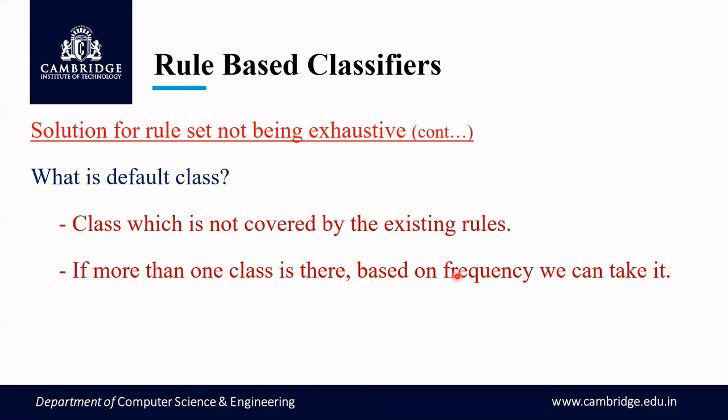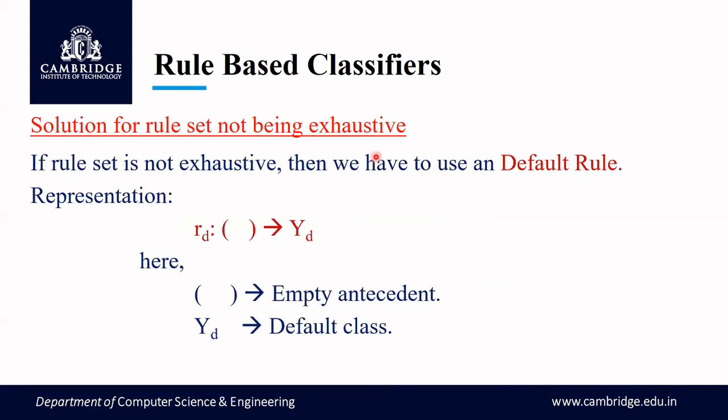Suppose we have a rule set which covers all the classes, or there is more than one class which is not being covered. In both these cases, what we can do is consider the class whose frequency is more. When I say frequency, how do you calculate frequency? In your training data set, you just see which class is frequently repeated. That particular class you will consider as a default class. So this solves your exhaustiveness problem.